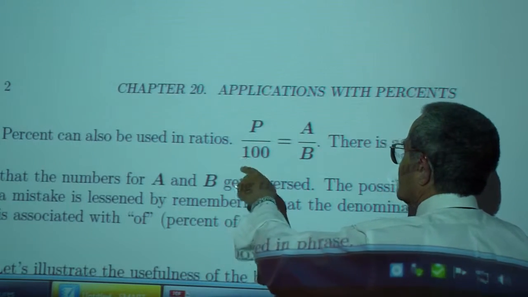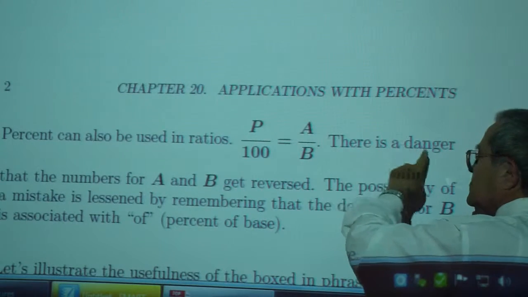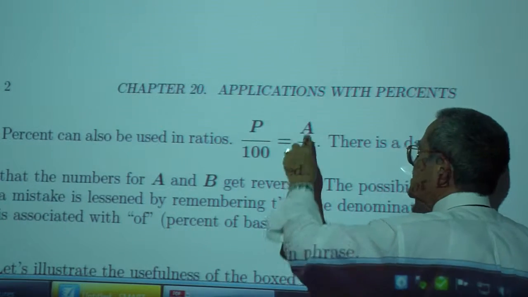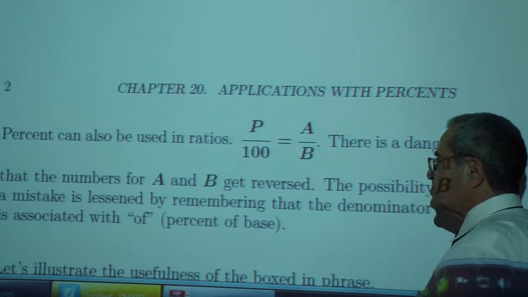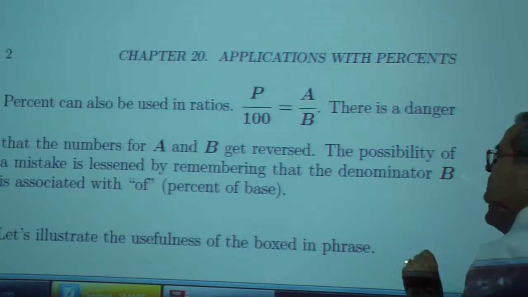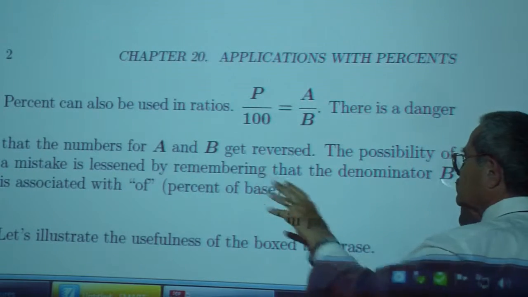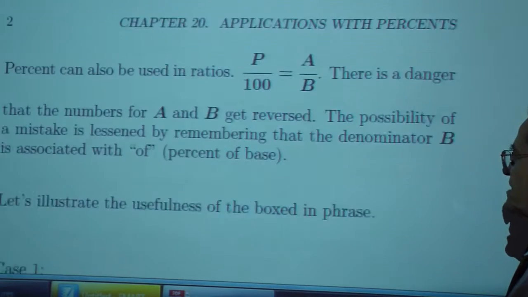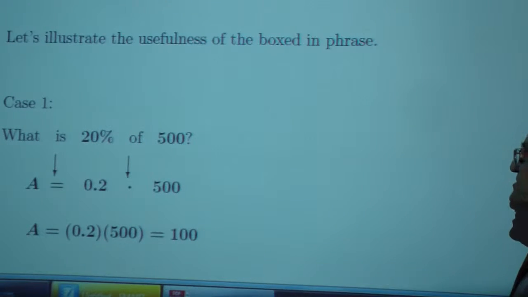Percent can also be used in ratios. P per 100 is A over B. There is a danger that the two numbers that you're given for A over B, you write them in reciprocal form, in reversed form. Well, if you remember that the of number goes in the denominator of B, then you can keep yourselves straight. Let's illustrate 3 cases.